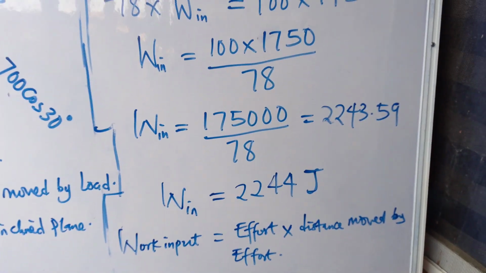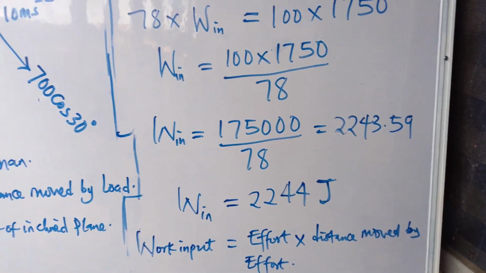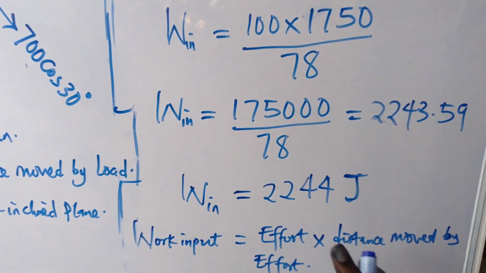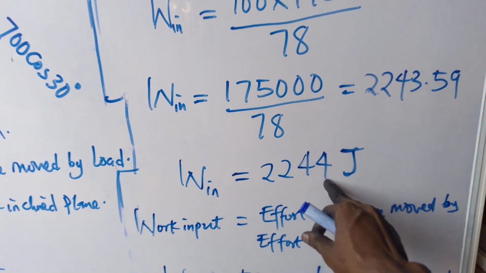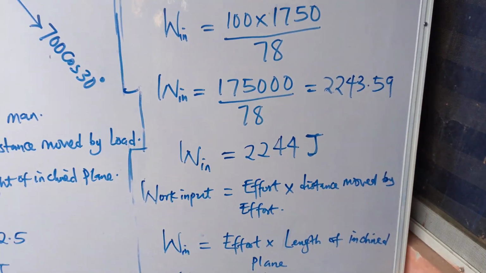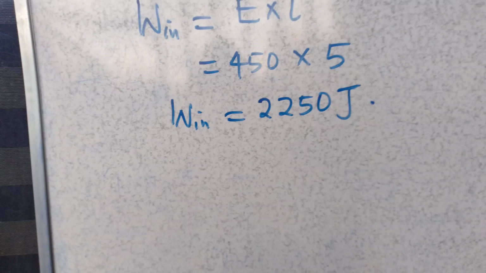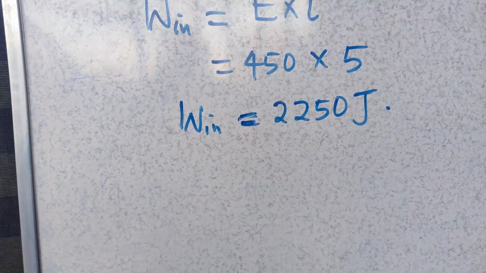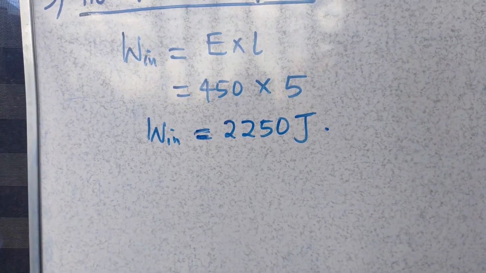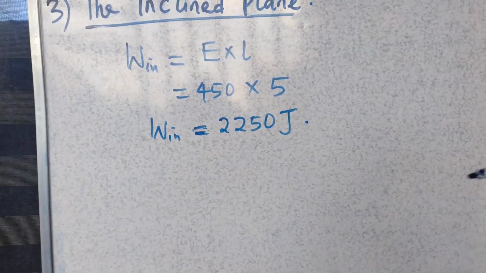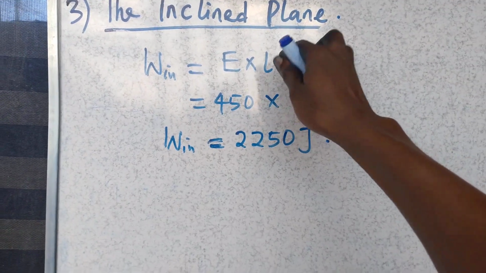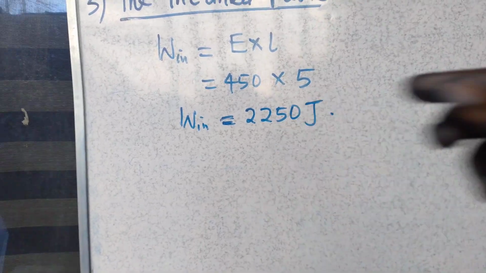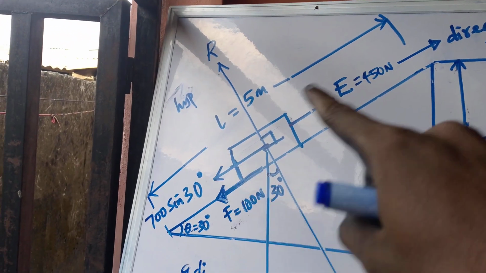So they just approximated it to 3 significant figures. 2244, taken to 3 significant figures, gives 2250. So I will take this one as the work input. The formula we use there, basically, is that work input is the effort times the distance moved by effort. The distance moved by effort is the length of the inclined plane from that diagram, which is 5 meters. So finally we arrived at 2250.